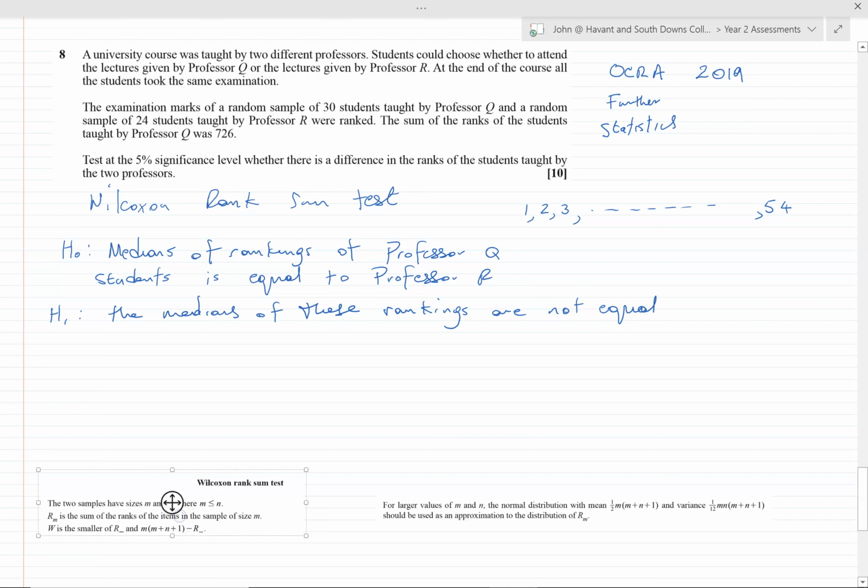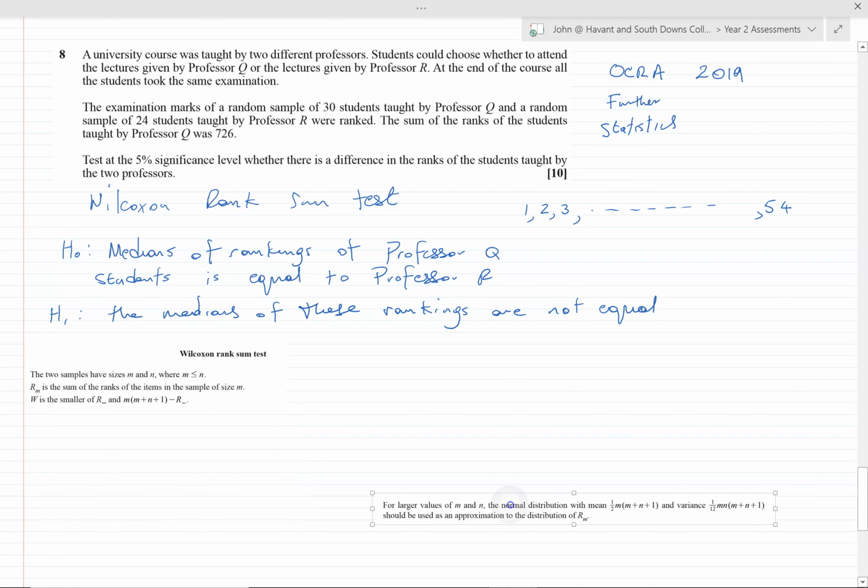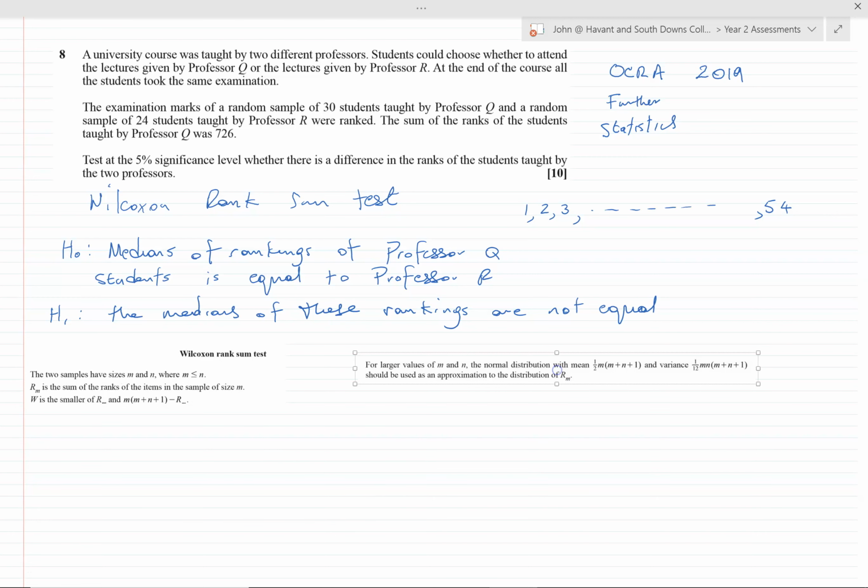You are given some help in the formula book. You're given critical values, but they don't go as high as 24 and 30. So this is going to end up using the normal approximation, which we'll talk about, because of course that's a continuous distribution, whereas the sum of rankings is a discrete distribution.